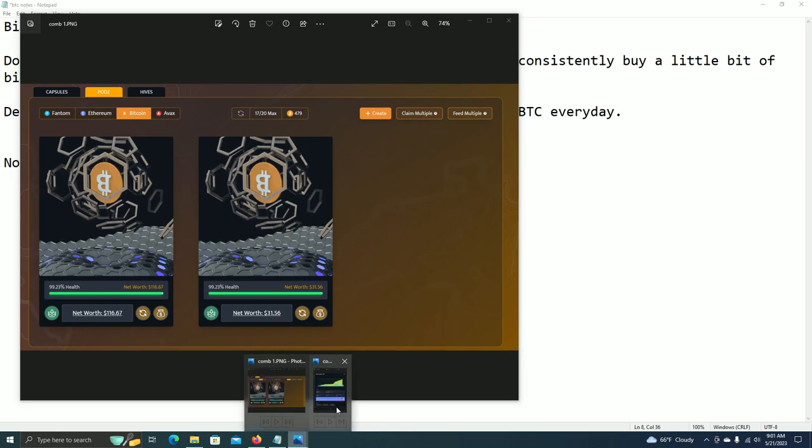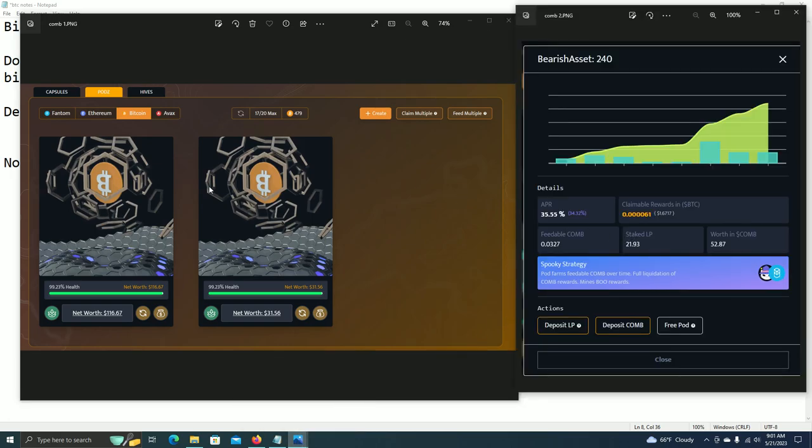Here are some screenshots that I want to show you. I have two Bitcoin Pods, both with different net worths. This is the amount of assets locked into these NFTs. The first thing I see here is the APR is about 35% for the left pod. The APR does change; it is dynamic. And here are the claimable rewards that I have. I have about $1.60. As you can see, it's nothing crazy. Right now, I'm just earning a few cents every day.